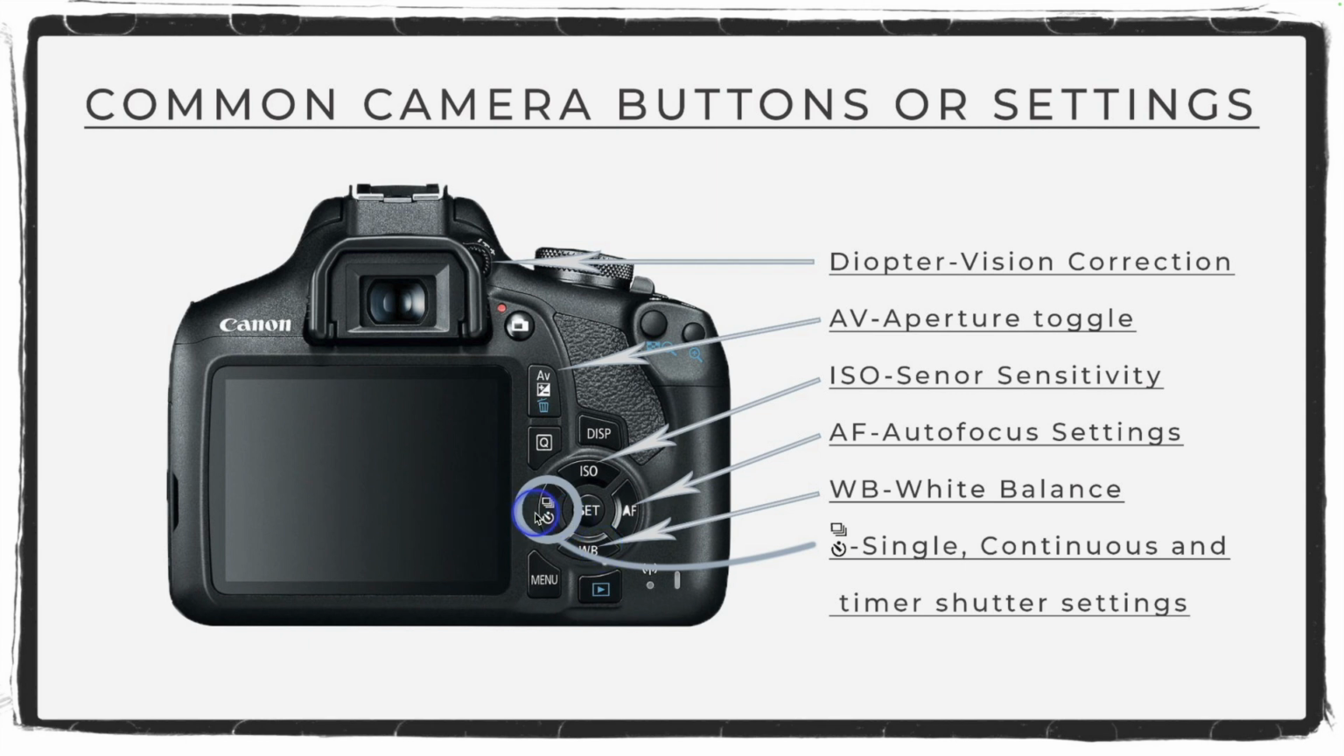This button over here is your drive. And so if you want to put your camera on timer, you can do it here. Or if you want single, which would be every time you press the shutter button, it takes a picture, or continuous, if you hold it down, click, click, click, click, it will take a series of photos as long as you hold that shutter button down. So those are some of your basic camera settings that you're going to find on all cameras. They're just going to be in different locations.